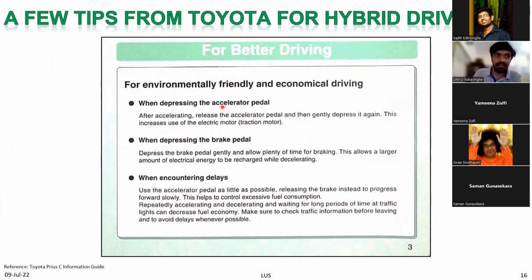When pressing the accelerator pedal, after accelerating to the required amount, let's say you accelerate to 50 kilometers per hour. So that is the required speed. Now the engine is also running. You accelerate to 50, and then you are going to maintain the speed.